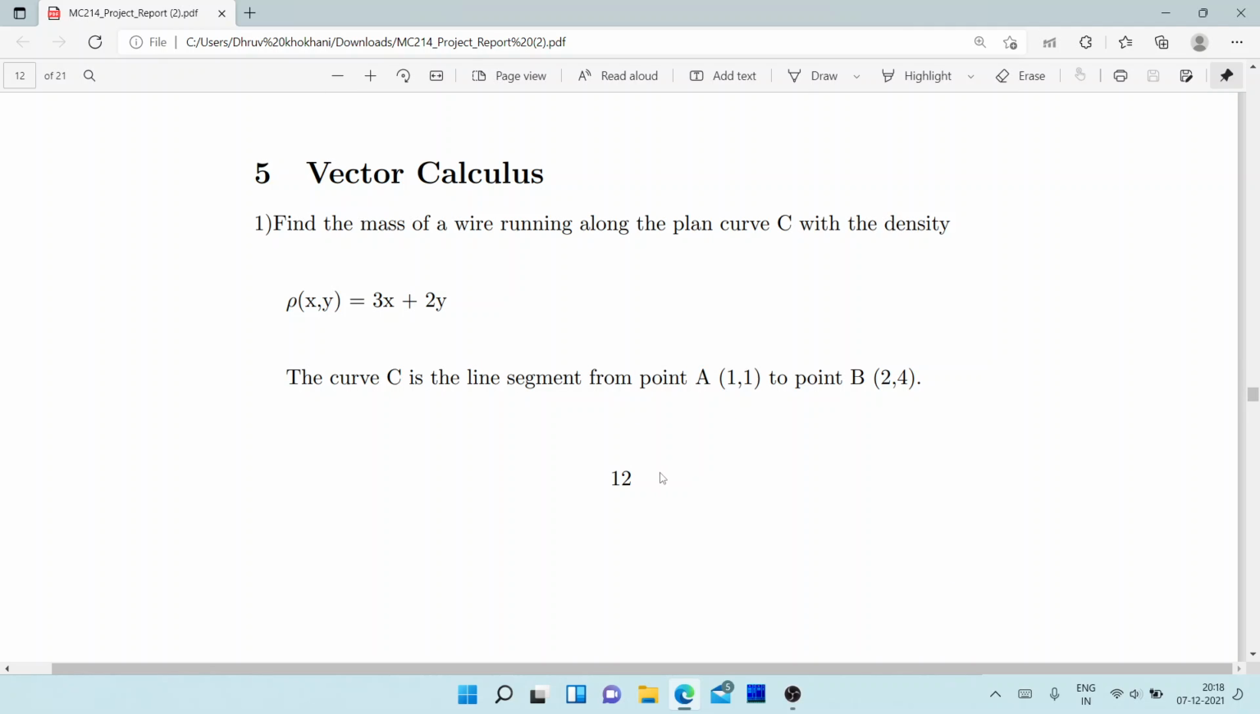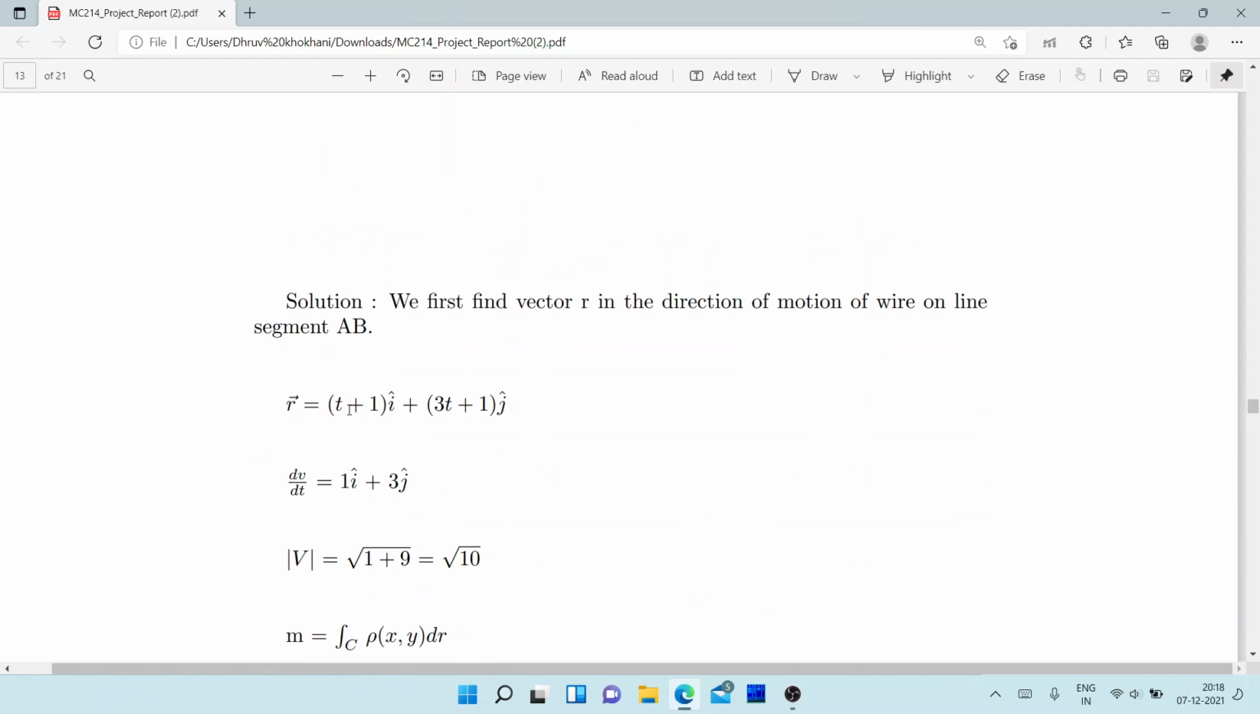In this problem we have to find the mass of a rod which is moving from point A to point B. The density of this rod is given as 3x plus 2y. So first, this is the parameterization of line segment AB.